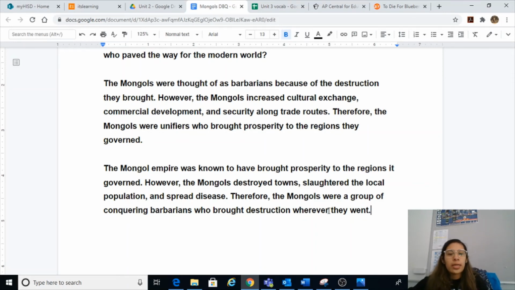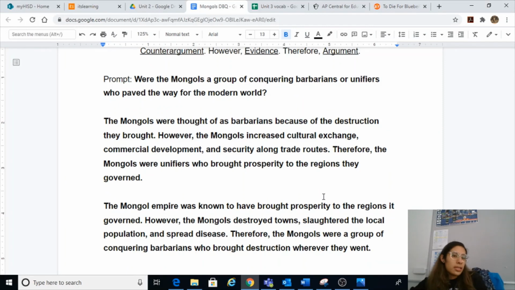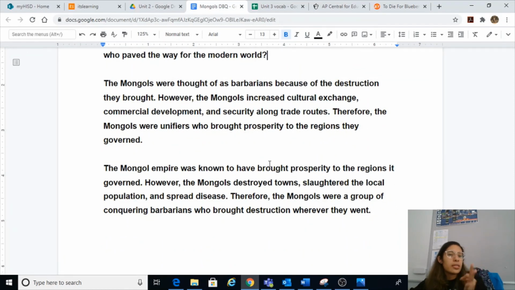So these are just two examples of how you would do a thesis statement in response to this DBQ. I would always recommend having 3 pieces of evidence. You don't have to, but the more the better. If you have 2 solid pieces of evidence and then 1 not so solid piece of evidence that you're a little bit iffy on, focus on the 2 that you're very positive about, because it's better to do those well than to do all of them half-heartedly.